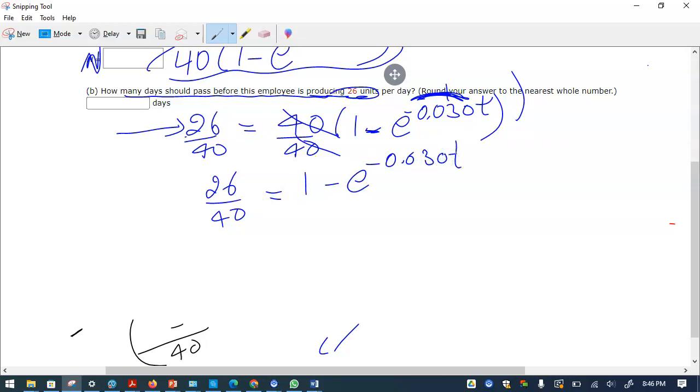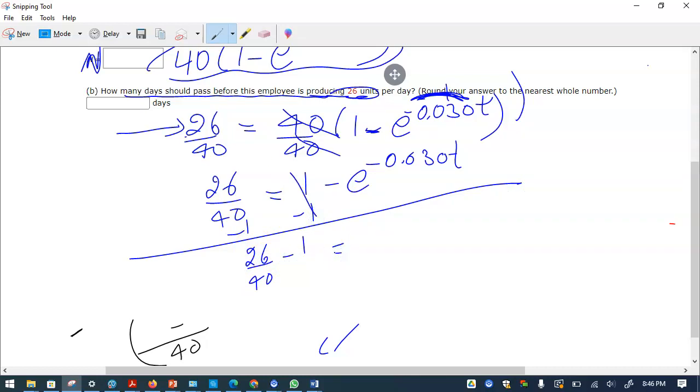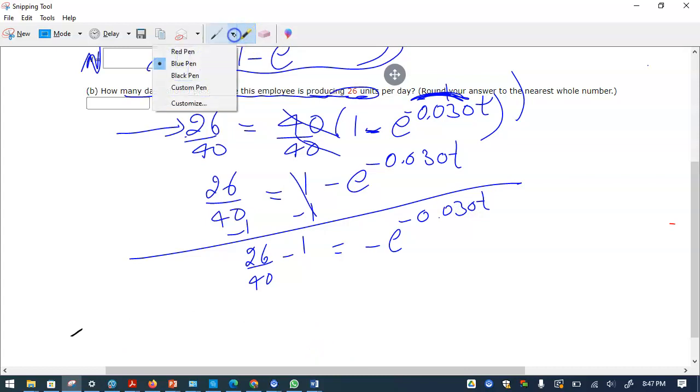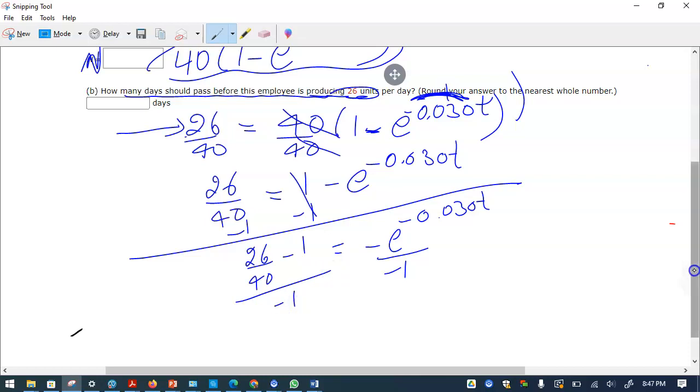0.030t, and then you subtract 1 from both sides. So when you subtract 1, this will be 26 over 40 minus 1, this goes away, and then minus e raised. All the steps, same thing. And then you can keep this as it is also. What I'll do is just divide by minus 1. That's another way to do a shortcut.